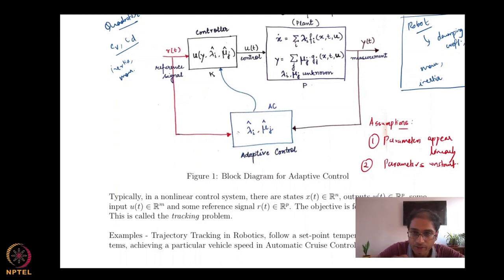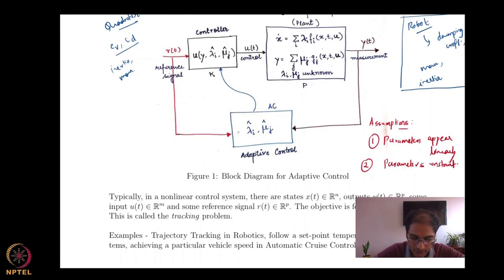It also takes in a reference signal. This is always the case. There also has to be a reference signal. So the plant is trying to follow, or the outputs of the plant are required to follow, some kind of reference. And so the reference signal is also an input.